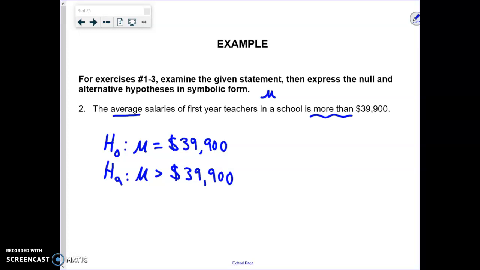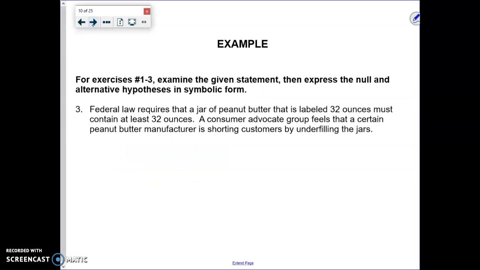So let's go look at the third one. And maybe on this one, try it on your own first. Pause the video, read through it, and see if you can do it on your own, and then we'll come back and see if you get it right or not. Federal law requires that a jar of peanut butter labeled 32 ounces must contain at least 32 ounces. A consumer advocate group feels that a certain peanut butter manufacturer is shorting customers by underfilling the jar. That means they're filling them with less than 32 ounces.